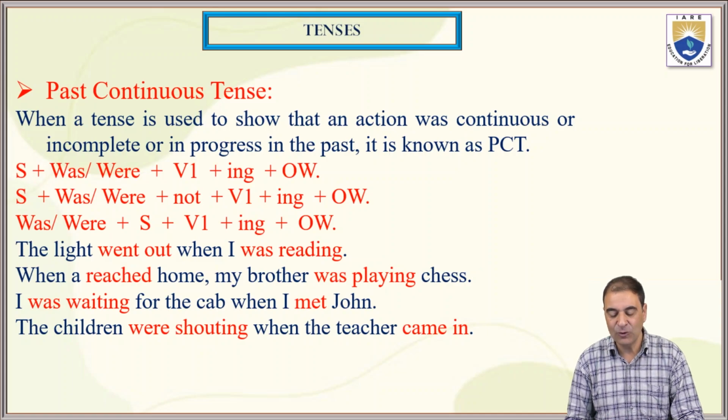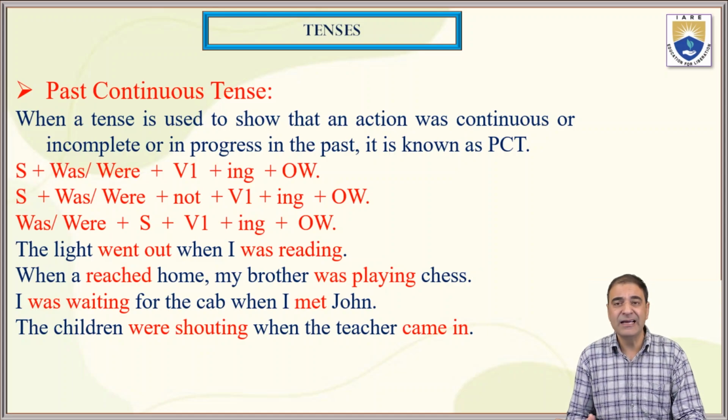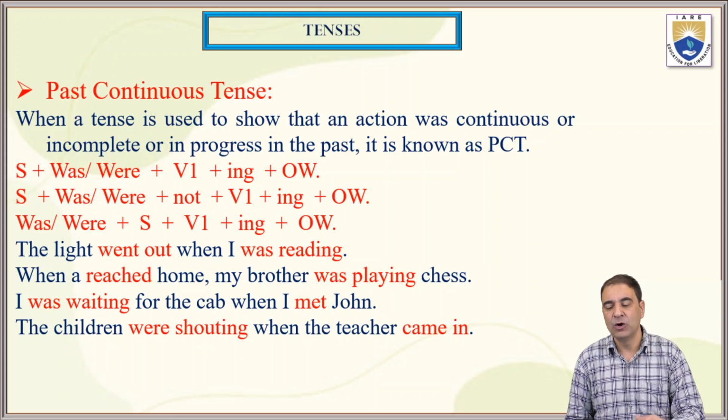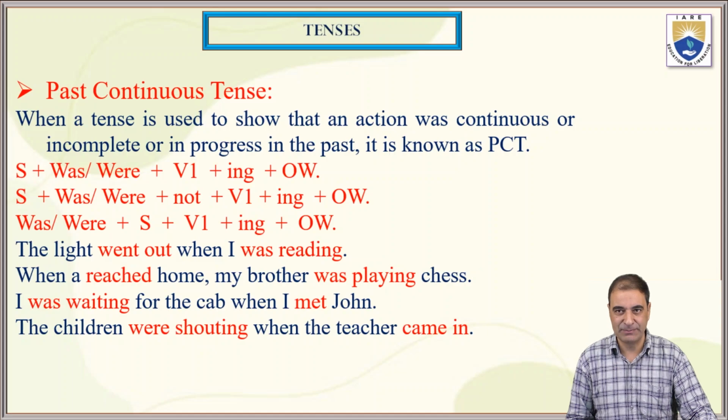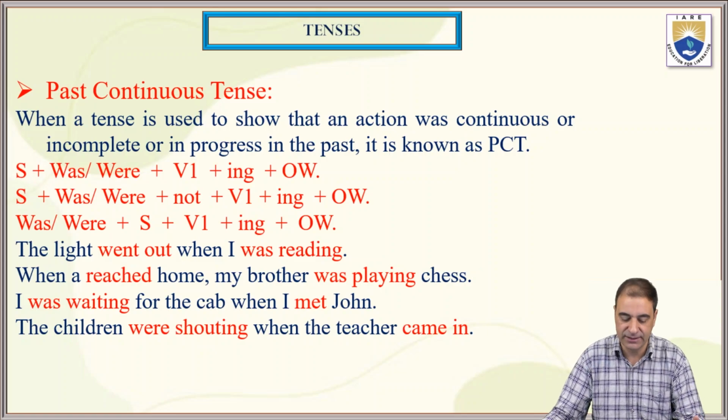The light went out when I was reading. That means when I was reading, the light went out. "The light went out" shows the completion of an action. And "I was reading" means something which was in progress in the past, which was incomplete, or which was continuous in the past. That's why we use this tense to show an action that was continuous or in progress or incomplete in the past.